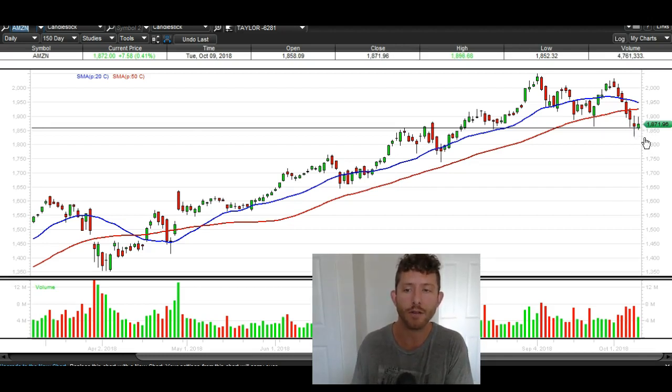If it breaks this level and closes below about 1850, then we can look at potentially short trades. But as it stands right now, we're bouncing right where we should. We've got this lower trend line as support too. If you look right about there, and here we are bouncing off of it. Boom, boom, boom, boom, boom. Here we are once again against that support and that lower trend line. So as it stands right now, Amazon is still all clear.